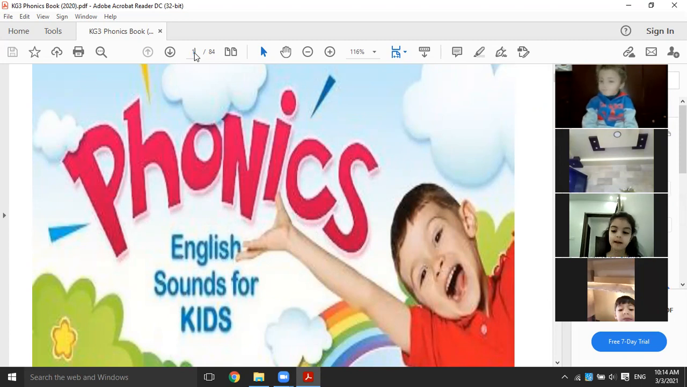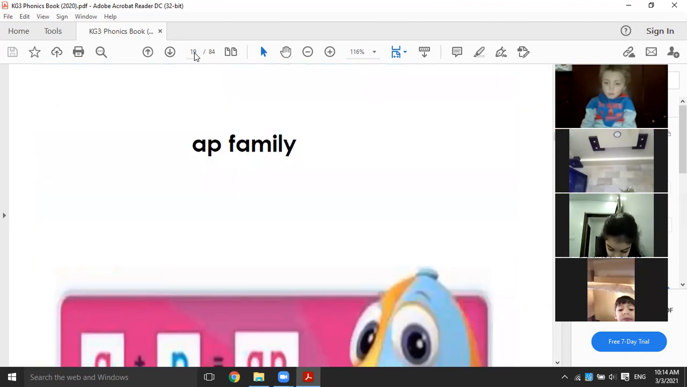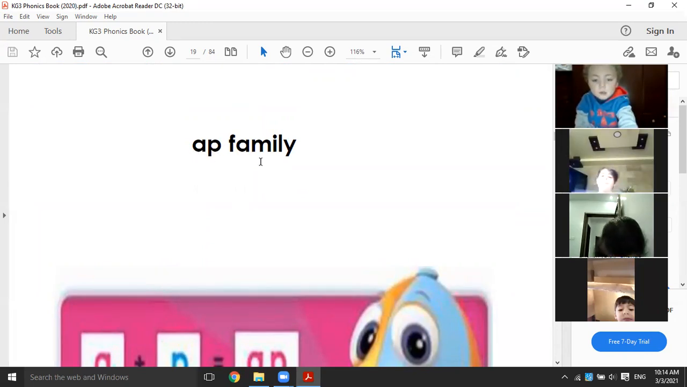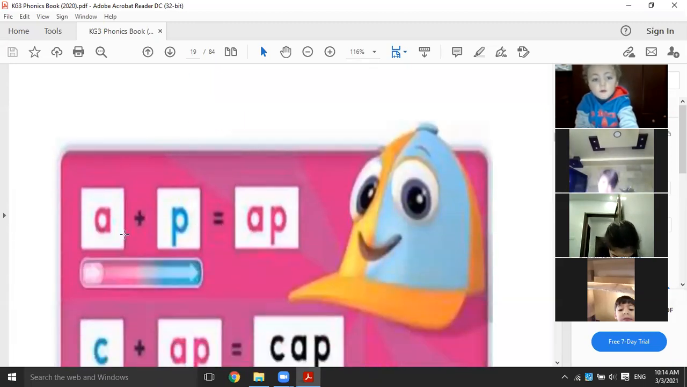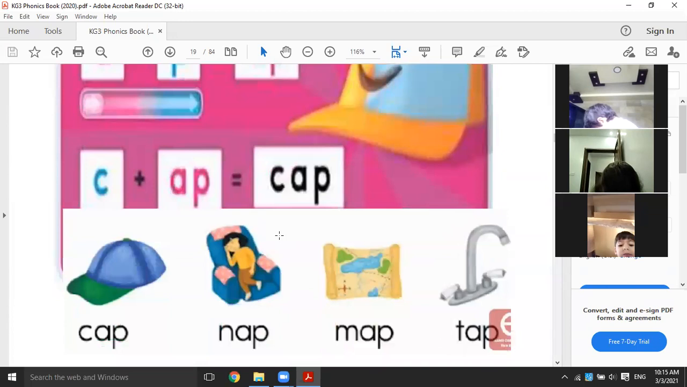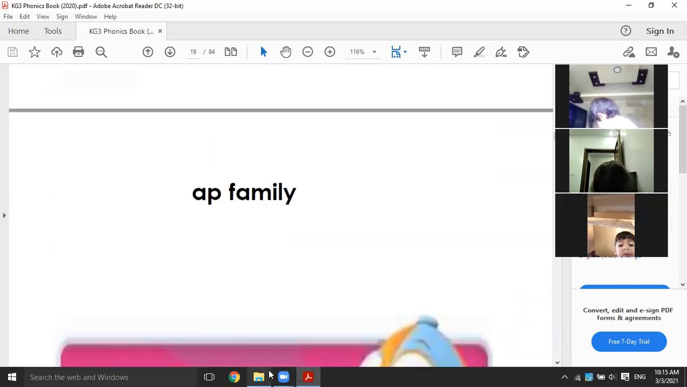Page 19, but don't open your books now. Nobody open the book. We have the app family. Don't open your books. We have the a sound plus p sound. These two sounds together will give us the app sound. Okay. I will show you something now.